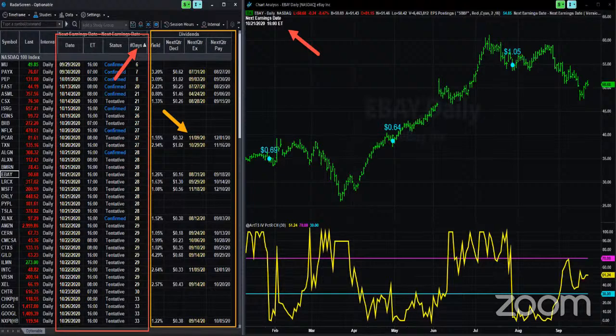And in the upper right-hand corner, it tells me when the next earnings date for eBay is, which will be October 21st. And it tells you that it's going to be after market, 1600. So that is really great to know. So that is about 3 weeks out.